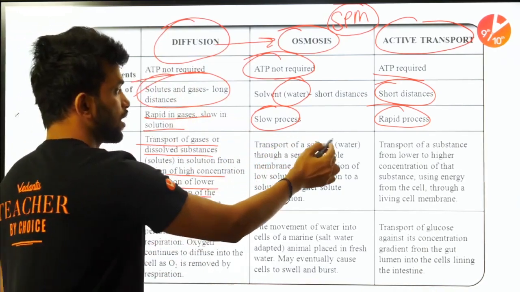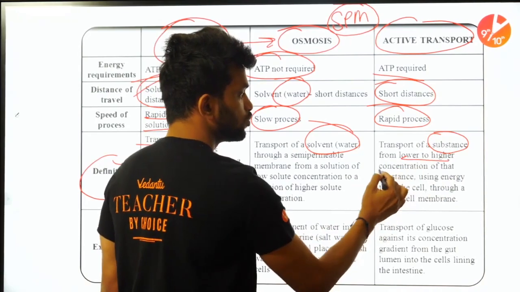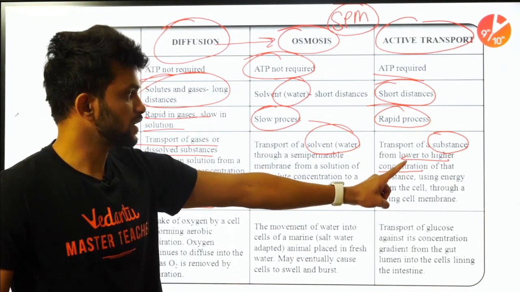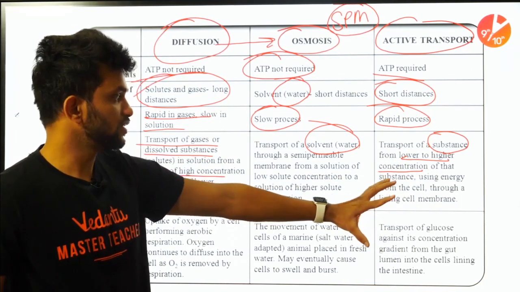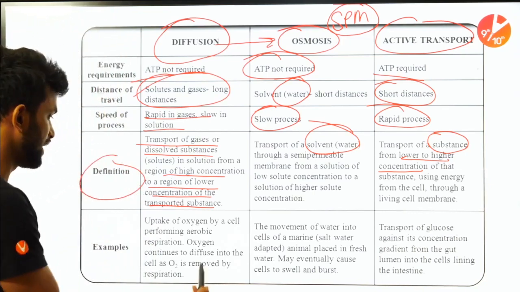Diffusion we already know. Transport of solvent for osmosis. Here, transport of substance from a lower to a higher concentration. What is happening in active transport? Beta, transport of substance from a lower to a higher concentration using energy from the cell through a living cell membrane. Very good. Example.